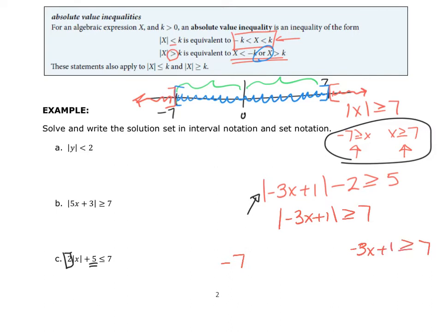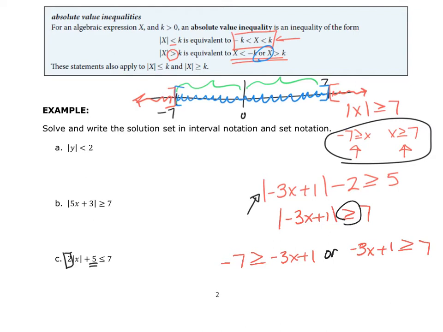But I also know that 3x minus 1 has to be less than or equal to it. I cannot do this as a compound inequality. I do have to do this separately because of this. I have to write the word "or" between them. This or this has to happen.